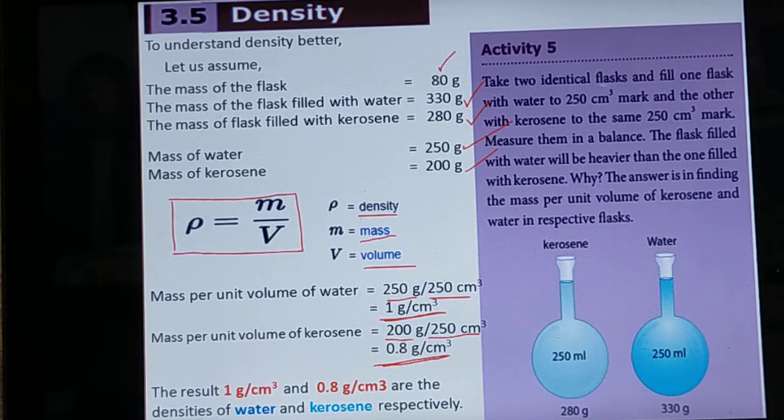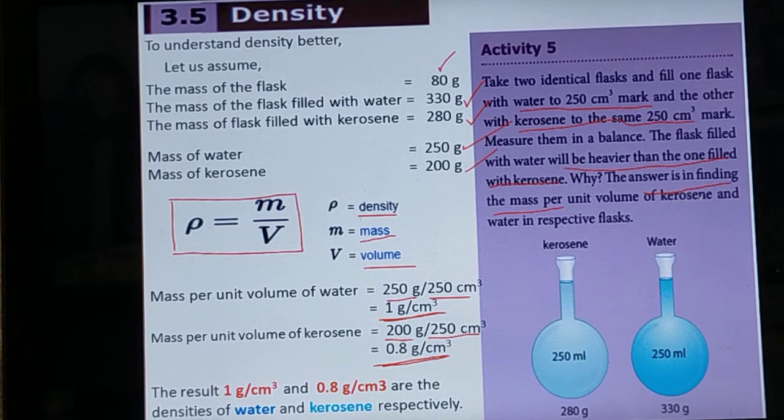Listen, take two identical flasks, one filled with water up to the 250 centimeter cube mark, and the other filled with kerosene up to the same mark, that is 250 ml. Measure them in a balance. The flask filled with water will be heavier than the one filled with kerosene. Why? The answer lies in finding the mass per unit volume of kerosene and water.